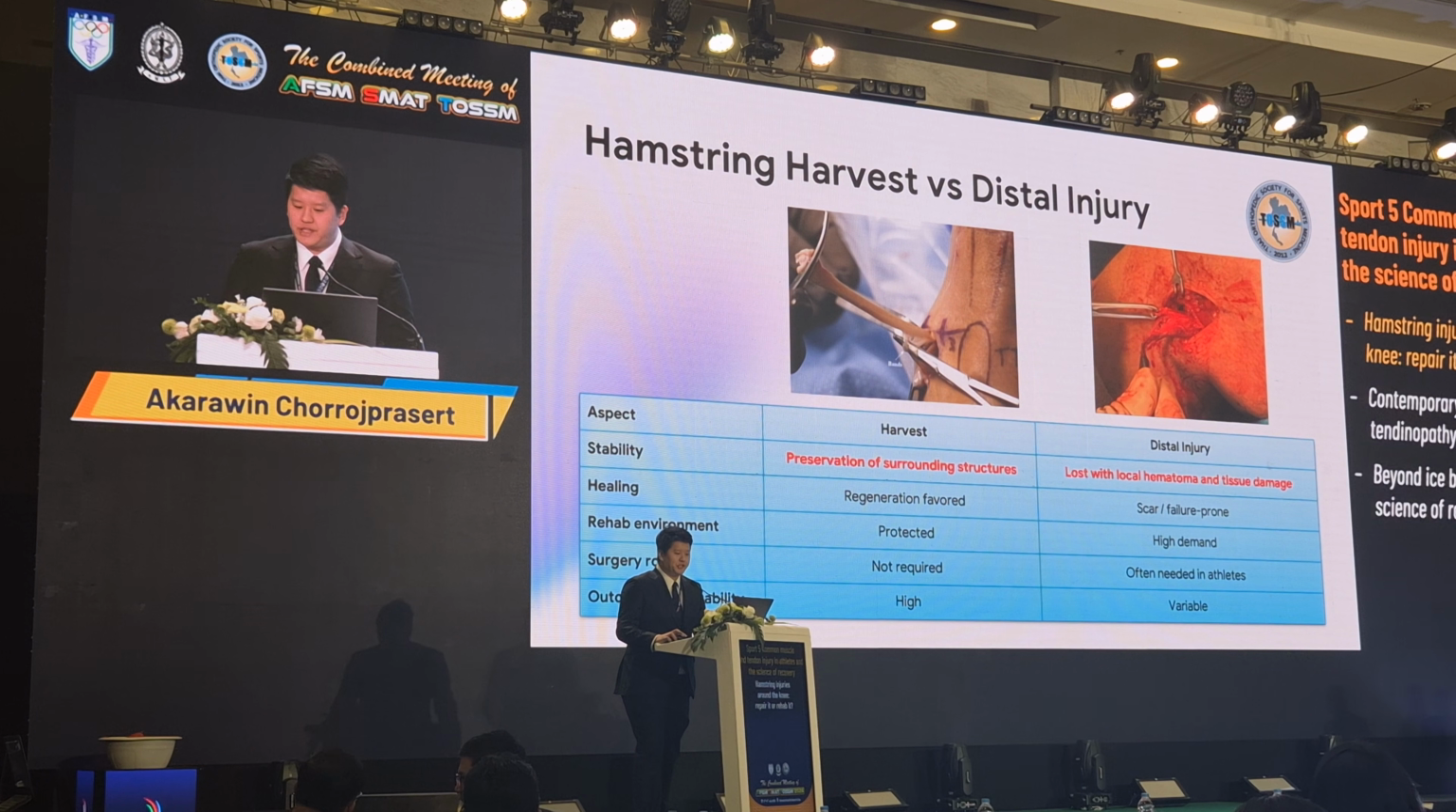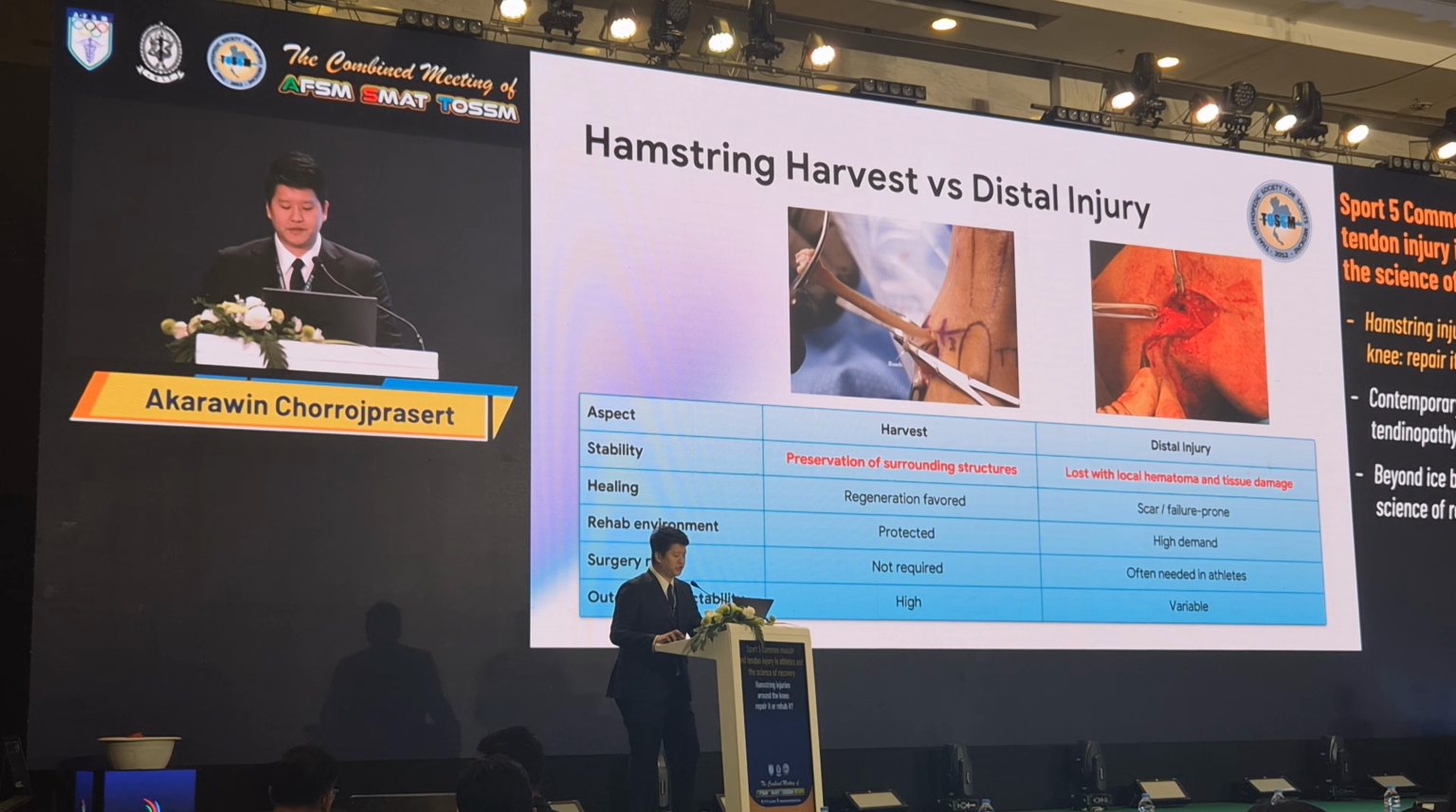A common misconception is to equate distal hamstring injuries with hamstring harvest for operations such as ACL reconstruction, where we harvest the hamstring graft. Hamstring harvest is a controlled procedure performed in a stable environment, where regeneration is favored and outcomes are predictable. In contrast, distal hamstring injuries involve tissue damage, hematoma, instability, and occur under high functional demand. This explains why surgery is rarely required after the harvest, but often is needed in athletes with distal injuries, and why outcomes are frequently much poorer here.